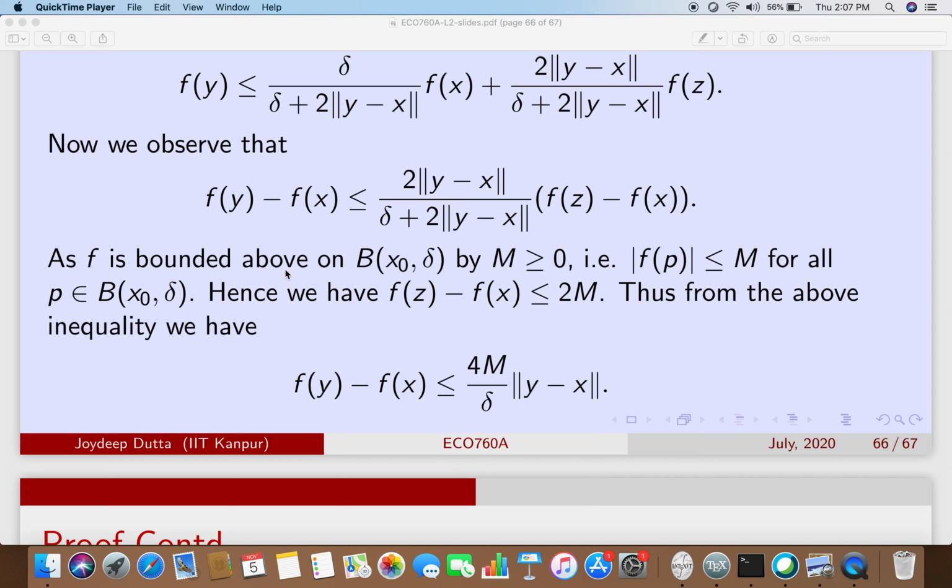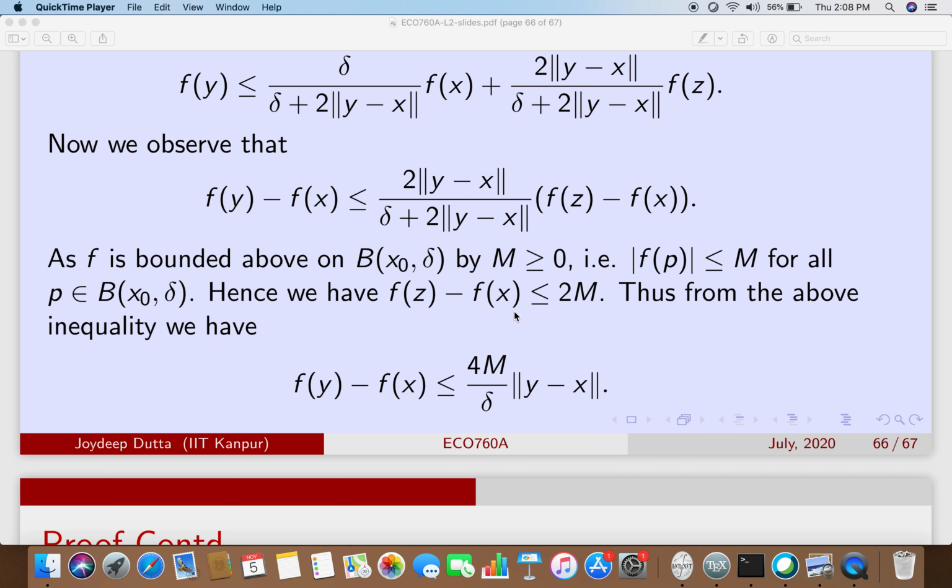I know that f is bounded on the open ball B(x naught, delta) of radius delta. I should not call it bounded above, it is called bounded, which means that there exists an m greater than or equal to 0 such that mod of f p is less than or equal to m for all p within this ball.